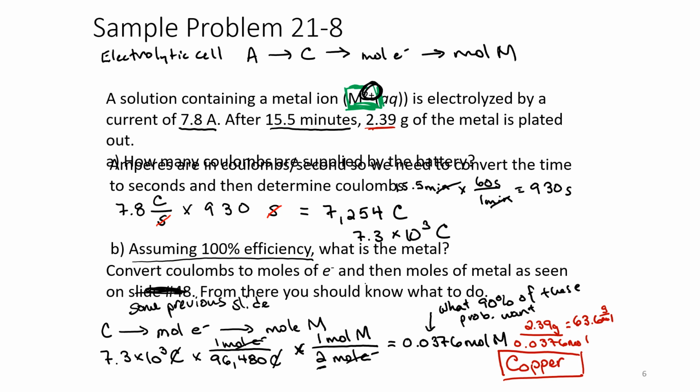So here we had one more step to do just to make sure that we could figure out what the metal was by figuring out the molar mass of it and then looking at the periodic table. But again, most problems you're going to have to go through these steps one way or the other. So make sure that you look this over and can do those steps.